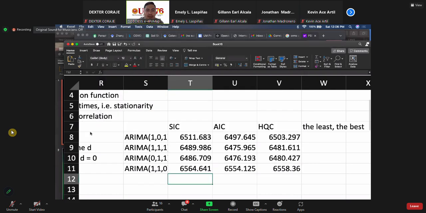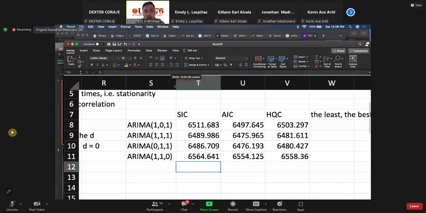Now, what is the basis for the fitness of your ARIMA model? So this is your answer. Which one has the smallest SIC, AIC, and HQC? Let's look at 6511, 6489, 6486, 6564. The one with the highest error or highest values is this one. So basically, this is the least fitted.